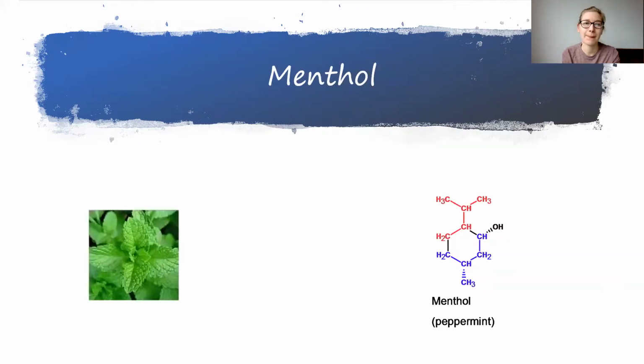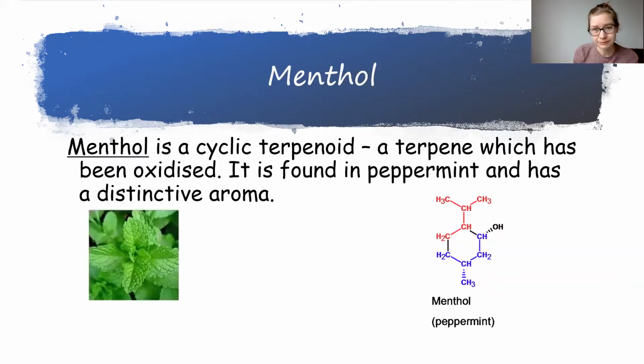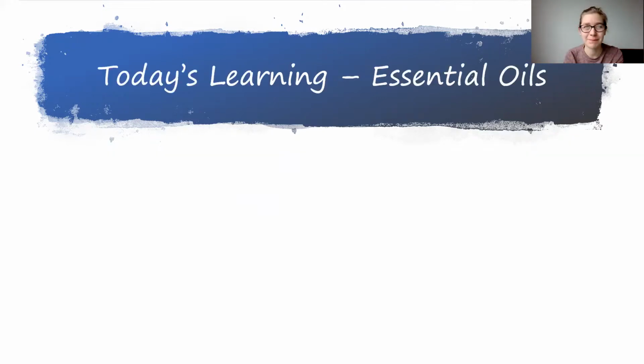Okay. Then we've got menthol. So menthol is a cyclic terpenoid, a terpene which has been oxidized. It's found in peppermint and has a distinctive aroma. So there is the molecule of menthol, and we can see it has a hydroxyl group attached. So it's not a terpene, it's a terpenoid. Okay, so we can see it's from 2 isoprene units, but it's also been oxidized. So we've got that hydroxyl group there.